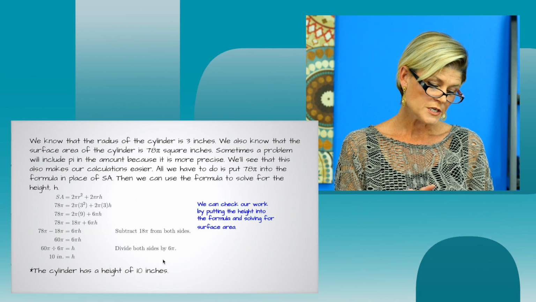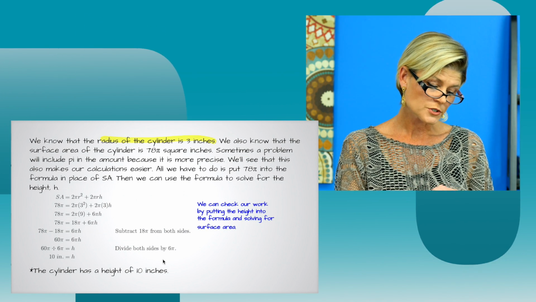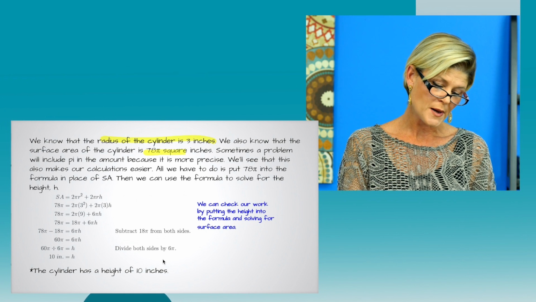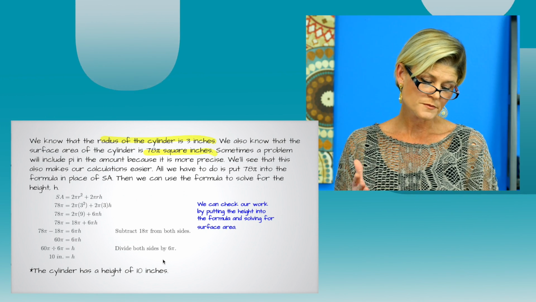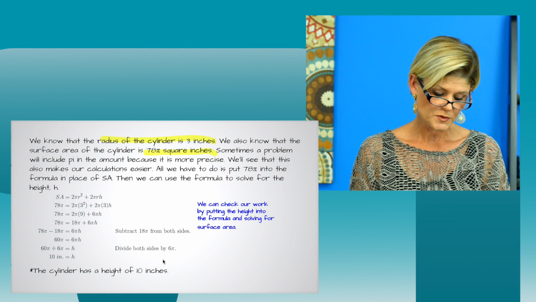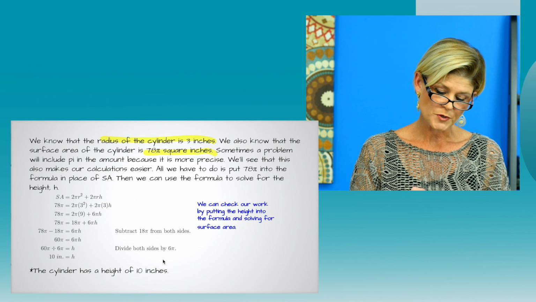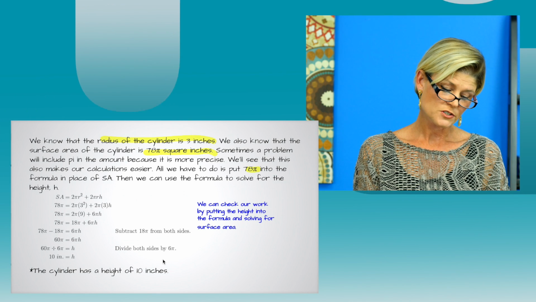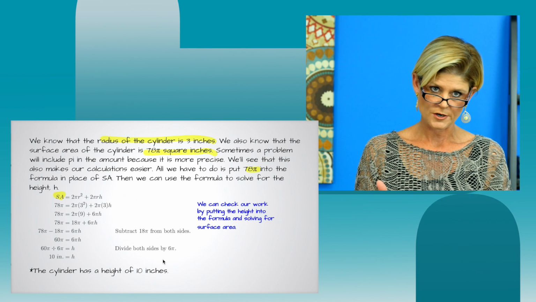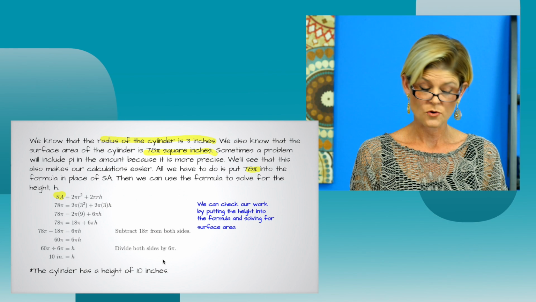All right. Well, we know that the radius of the cylinder is 3 inches, and we know that the surface area of the cylinder is 78 pi square inches. Now, sometimes a problem will include pi in the amount because it's more precise. Now, we'll see that this also makes our calculations a little bit easier. So all we have to do is put 78 pi into the formula in the place of surface area at the beginning of the formula, and then we can use the formula to solve for the height, or h.